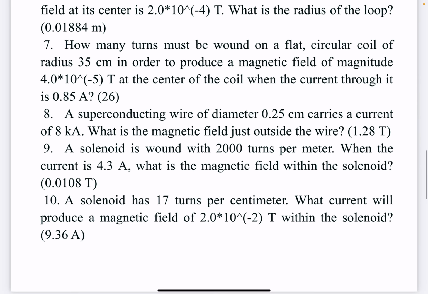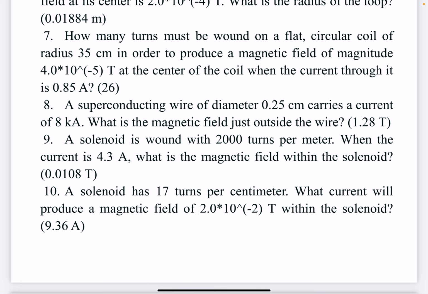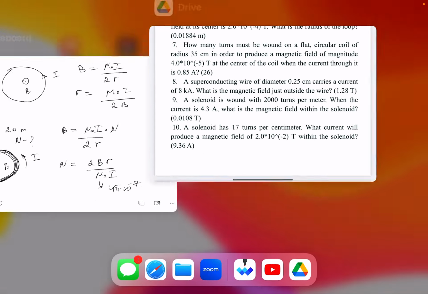Problem number 8. So we have a superconducting wire of given diameter that carries a current of given kiloamperes. What is the magnetic field just outside of the wire? Okay, we have to find just outside of the wire, right? So let me write down. The diameter is given, 0.25 centimeters. Again, all has to be in SI units, in meters. The current is 1 kiloampere, so it will be 1000 amperes. We have to find the B just outside of the wire.